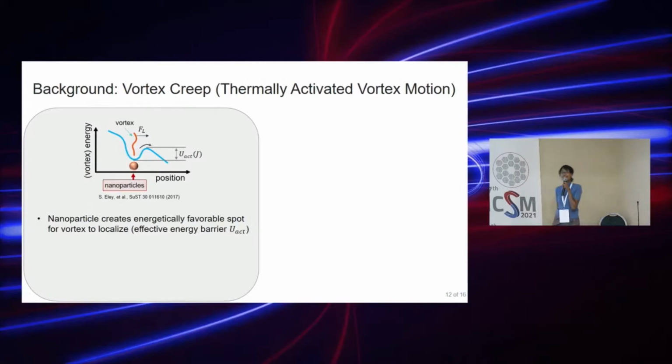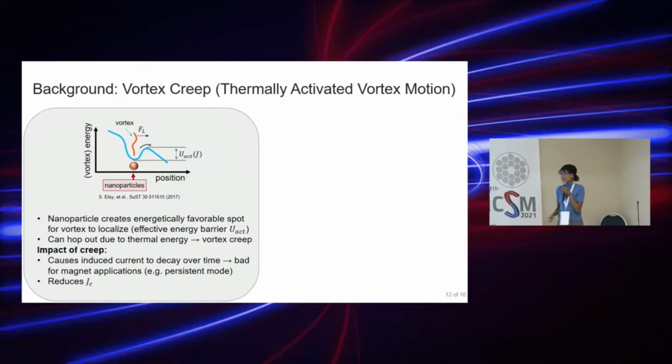Okay, so the last thing that I'd like to show you is the effect of nanoparticle density and size on the vortex creep rate. But first I have a background slide on vortex creep. So let's say that our vortex is happily sitting in the energy barrier, in the energy well that is created by our nanoparticle. Due to thermal energy, it can hop out. And the dissipation that's released during this process can result in a decay in a persistent current over time.